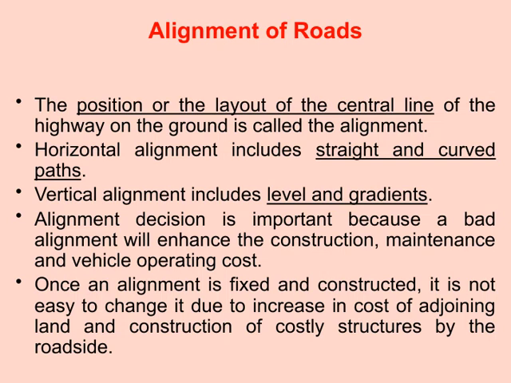Let's talk about the alignment of roads. The alignment refers to the position or layout of the central line of the highway on the ground. Think of it as the roadmap that guides the road's path. Now, when we consider horizontal alignment, we're talking about the actual route of the road, whether it's straight or curved. Both these shapes are crucial for ensuring smooth travel and safety. Then there's vertical alignment, which deals with the elevation profile, whether the road is level or has gradients. This impacts things like visibility, drainage, and vehicle performance.